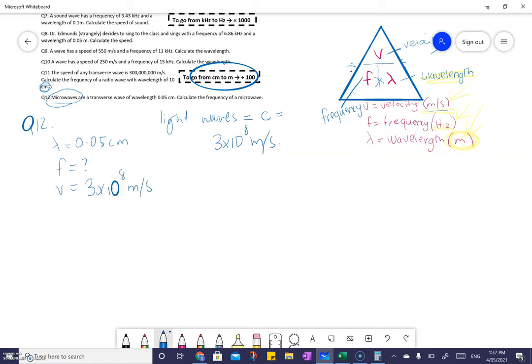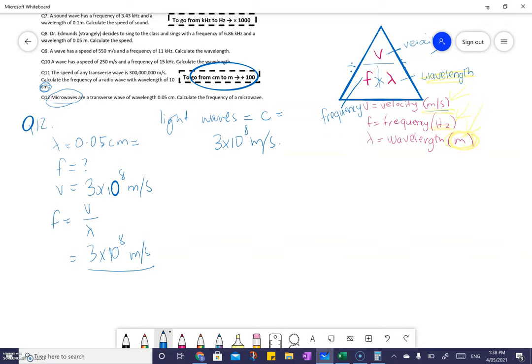And then, same. Frequency equals velocity over wavelength equals velocity is 3 times 10 to the 8. Think about that for a second. Light travels at 3 billion meters per second, but it is not instantaneous, which is why it still takes time for light to reach us from the sun. Pretty cool. Our wavelength is 0.05 centimeters, and I nearly forgot to convert that into meters.